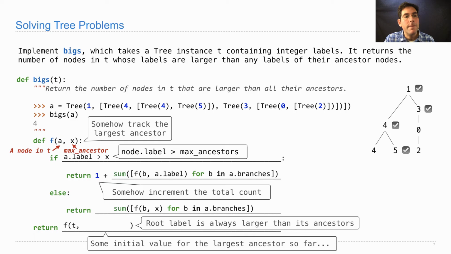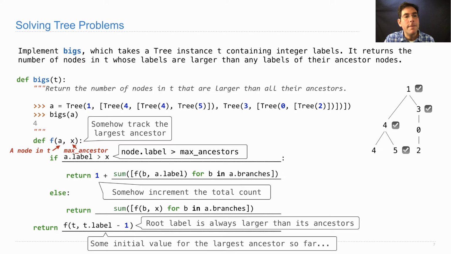We've filled in almost the whole implementation, except for that one fact that I noted very early on. The root label is always larger than its ancestors. So we want it to be the case that when f is called on the root of the whole tree, this expression is always true. Now I could pass in a third argument telling me whether it's the root or not, or I could just make it work. For example, I could make it work by passing in some maximal value that's not actually the maximal value, but instead is just something that's less than t.label. That's one way to solve this problem, that the root is different than everything else because we haven't seen any ancestors so far. Okay, we're done.